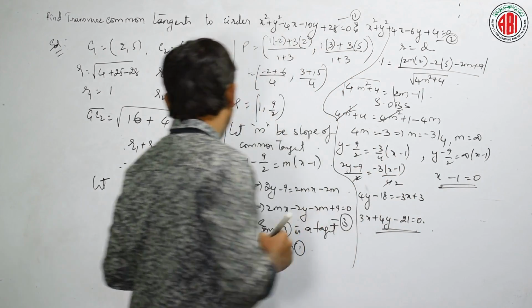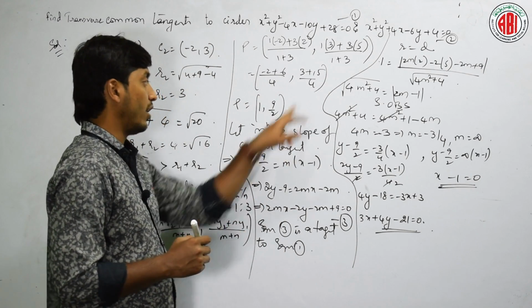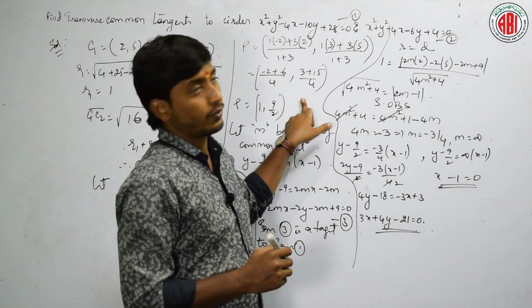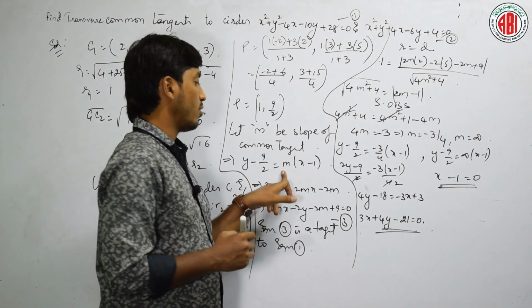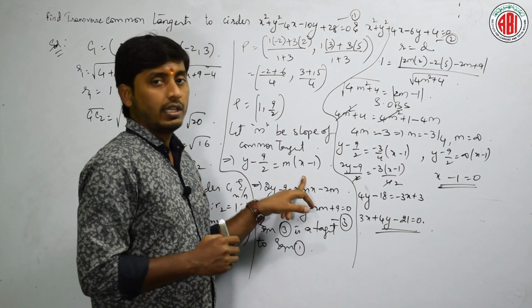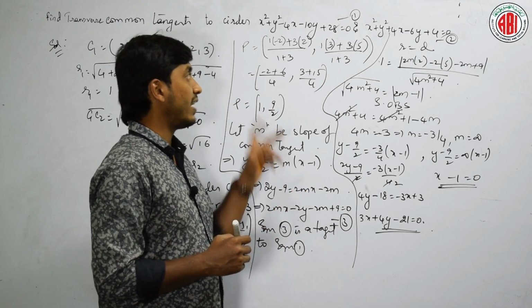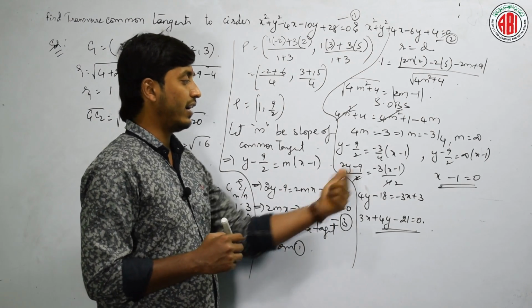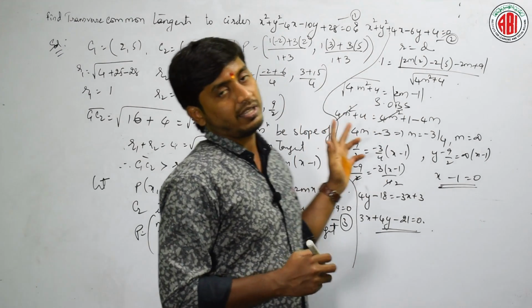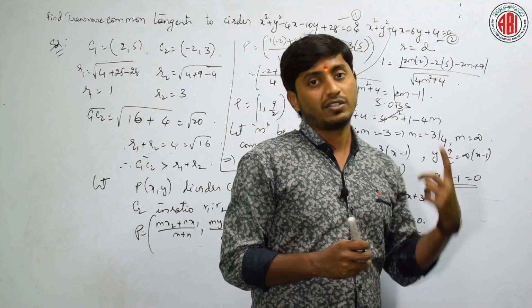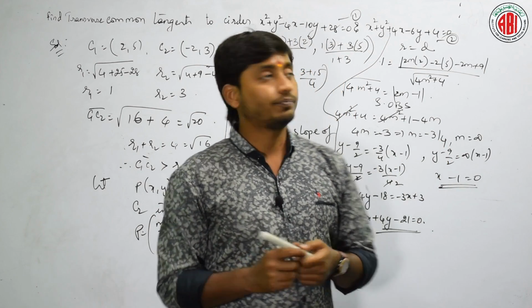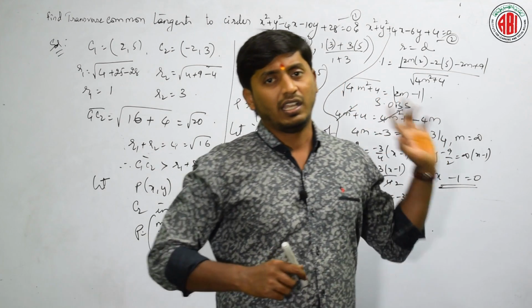In order to find them, we will find the point of contact, that is the internal center of similitude. At this point, we will assume a slope and we will write the equation, and we will say that this equation is a tangent to one of the circles. From that, we will find the values of m, and substituting in the equation, we will get two transverse common tangents. Clear? Hope everything is clear.